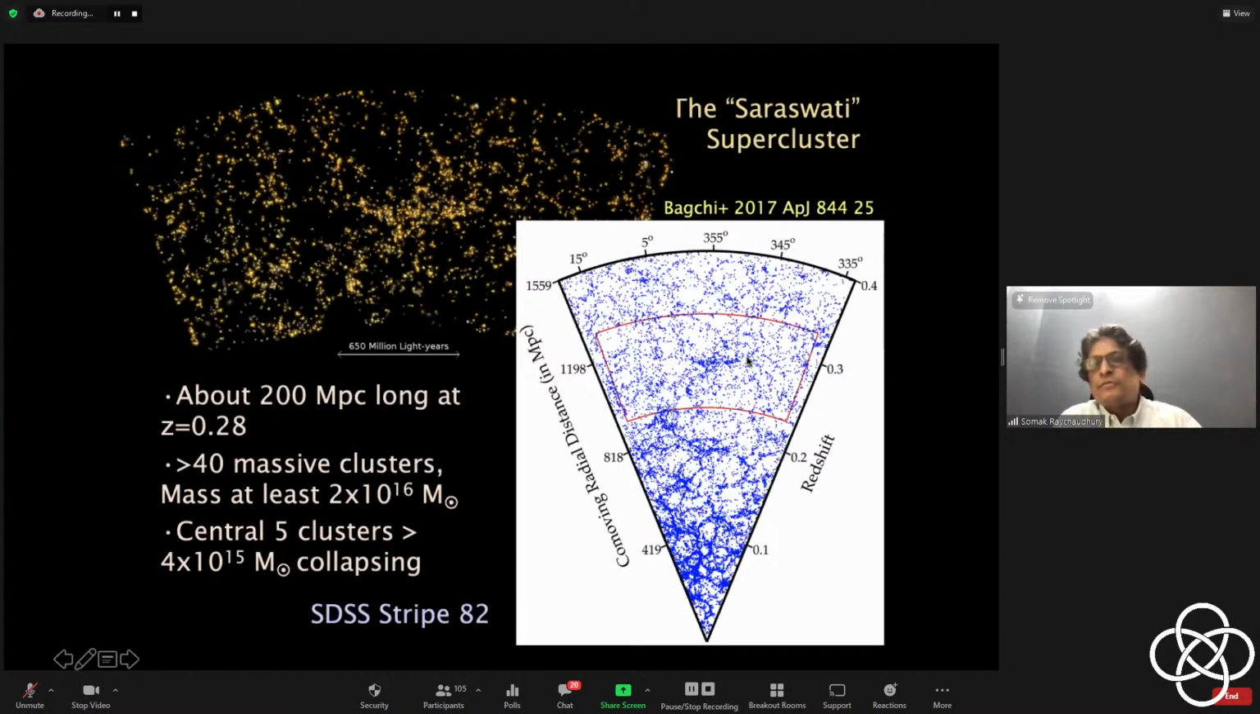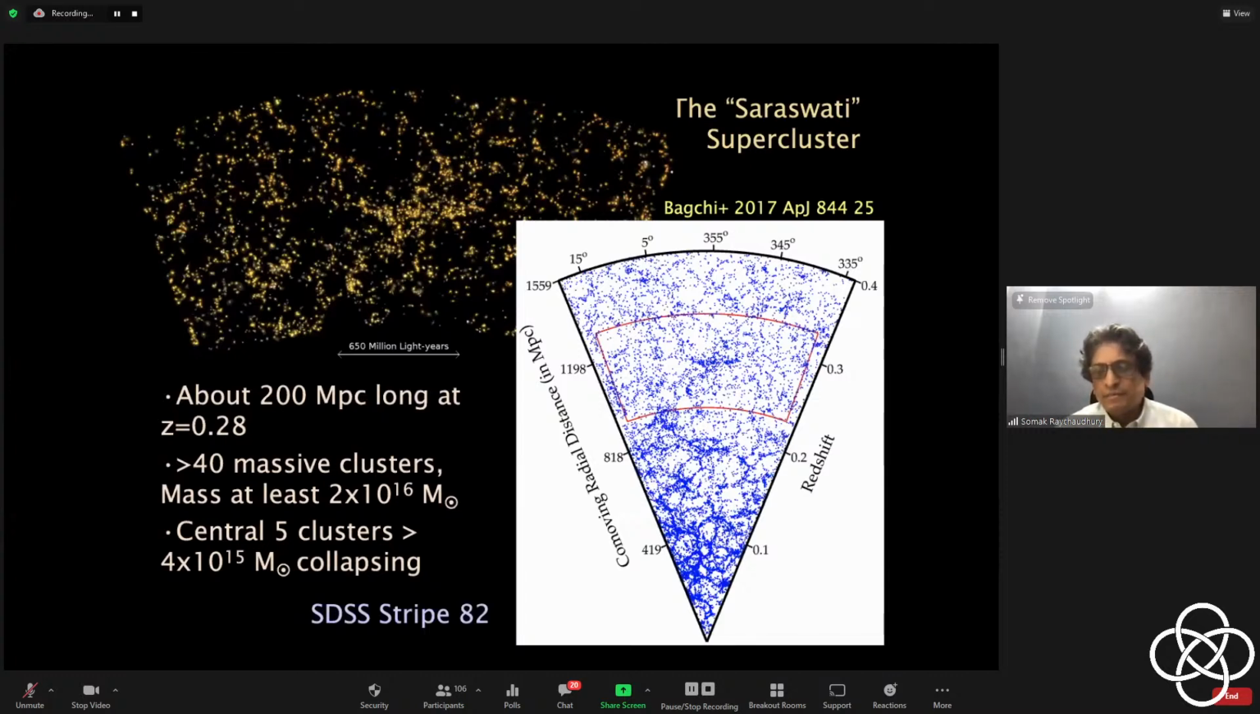So this got a lot of press because we had discovered this and called it Saraswati. Saraswati was named after the river in the sky, because the Milky Way is Akashganga, and so this is Saraswati. People had many interpretations of why we called it Saraswati.